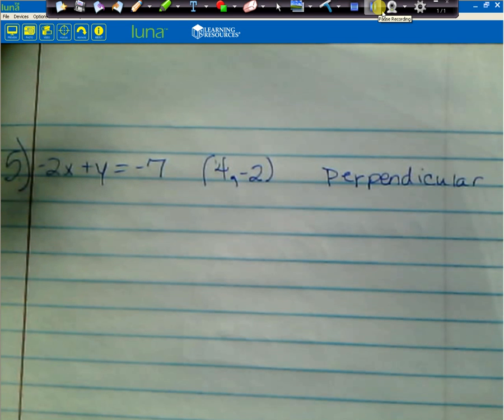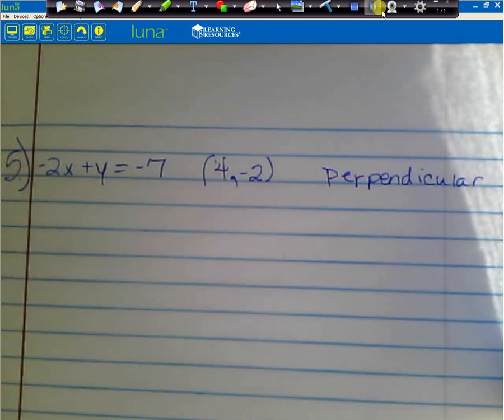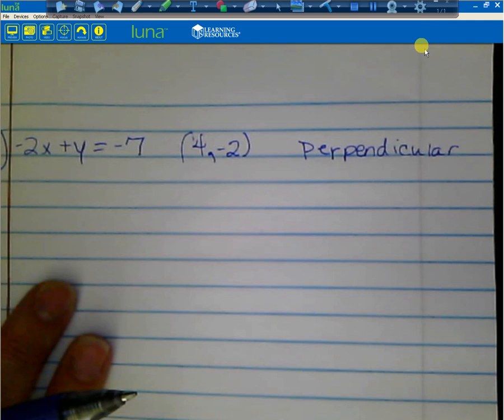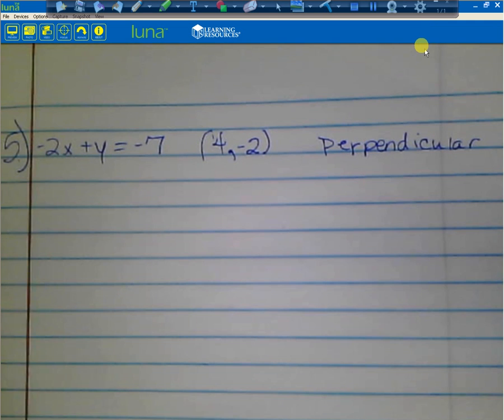Okay, so on your paper you need to have negative 2x plus y equals negative 7, the point 4, comma, negative 2, and the word perpendicular. Make sure you have that down before we work this one out. All right, so the first thing we have to do here is solve for y, because, again, they're asking us to get into slope-intercept form, but unlike the last problem where it was already in slope-intercept form, it's not on number 5. So that's the first thing we're going to have to do. We have to solve for y to get it in slope-intercept form.